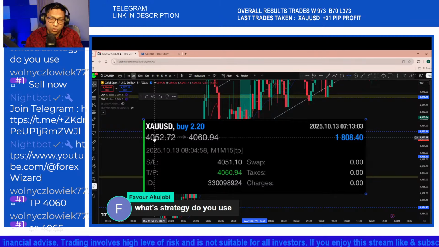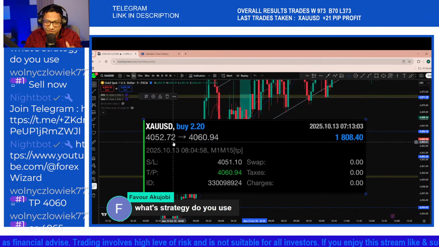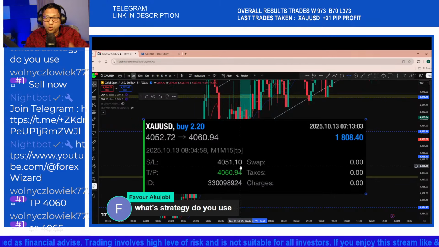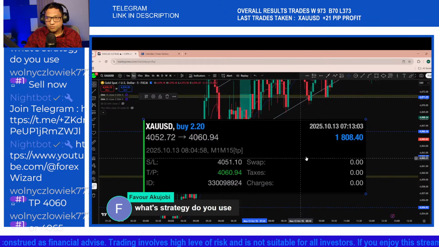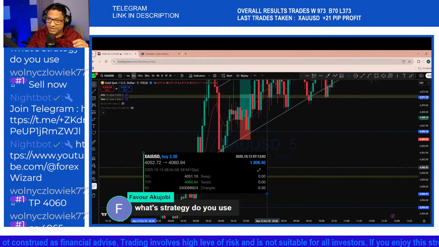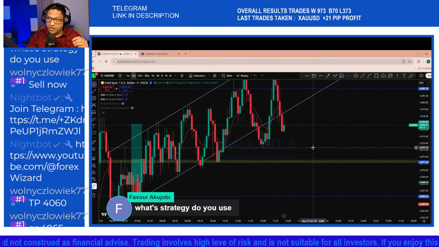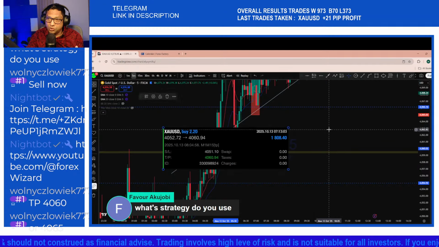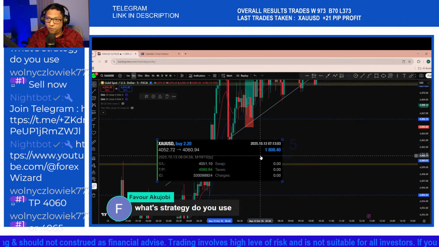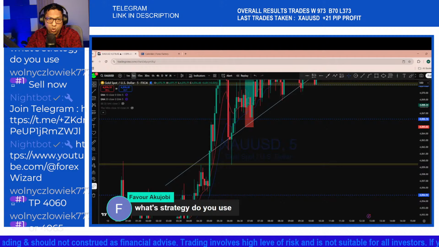Looking at the next one that was opened, 100 pips, one single trade, only an 18 pip stop loss. Entry at 4052.72, stop loss at 4051.10. See how small the stop loss can be in gold. And you can see the market didn't look back, going directly and straight bouncing back to hit that profit target on this lower time frame.